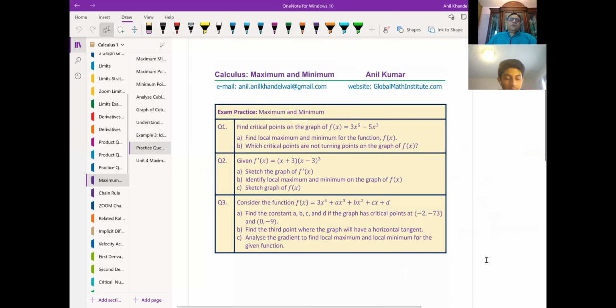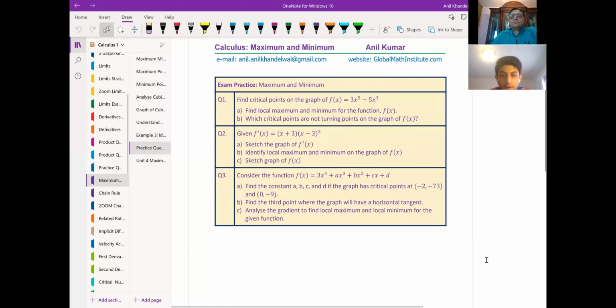Next question. Now we have 3 more questions for you to do. We can solve these questions one by one. Question number 1. Can you please read and answer? Yes, sir. Find critical points on the graph of f of x equals 3x to the power of 5 minus 5x cubed. Find local maximum and minimum for the function f of x.